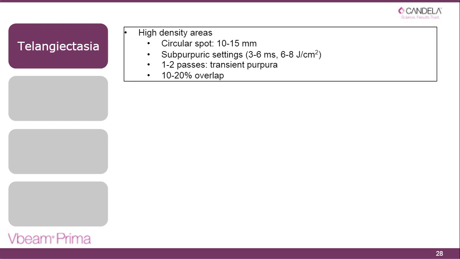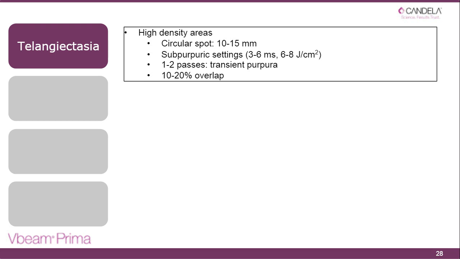When treating telangiectasia, you have to differentiate those patients who have very high density areas of telangiectasia and those patients who have just a small or lower density. When you've got high density areas, you usually have very, very fine dilated vessels covering greater areas of the skin. In these cases, I tend to use a circular spot between 10 to 15 millimeters. I prefer to give between 1 to 3 passes of suboperatory settings, between 3 and 6 milliseconds and 6 and 8 joules per square centimeter.